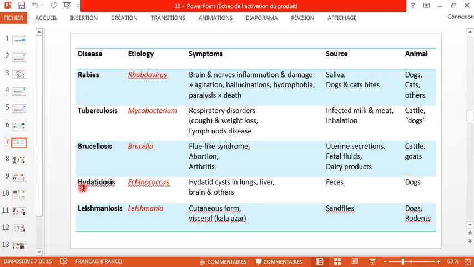Okay, so I move to the fourth example, hydatidoses or echinococcosis. Here it is parasitic. Okay, so it is a worm that is going to shed its eggs. The parasite is called echinococcus, and the disease is echinococcosis. The symptoms in human beings are the hydatid cyst, in French c'est le kyste hydatique. So we start having cysts in the lungs, the liver, the brain, and everywhere in the body. Okay, but the most frequent localizations are in the lungs and the liver.